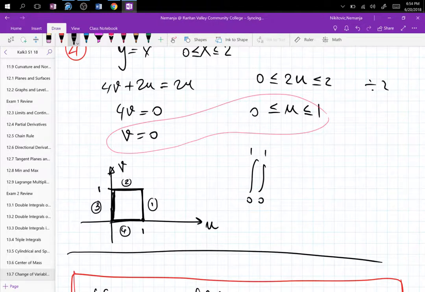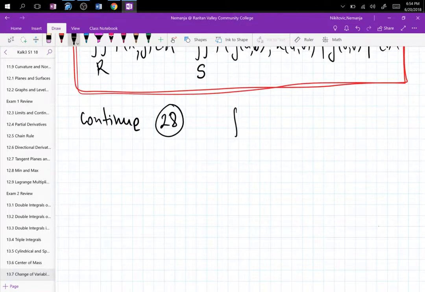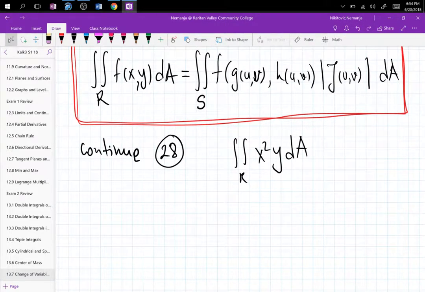We are supposed to compute the integral over a region R of x squared y dA. So that's what we are supposed to compute. From problem 28, I didn't need that. I only needed its region to transform it into S, because that was the part that we were learning. Now I want to do the rest of the formula, so now I need this piece.